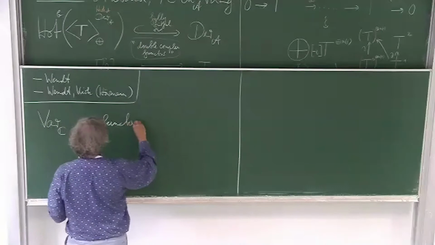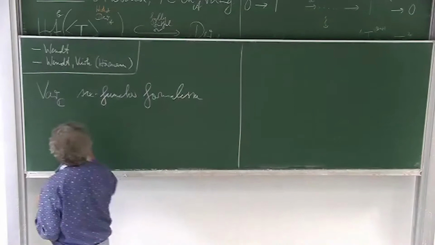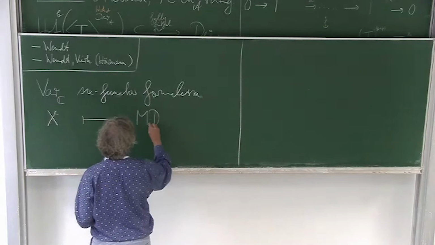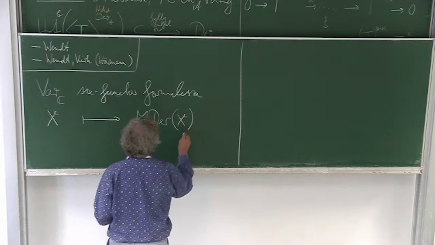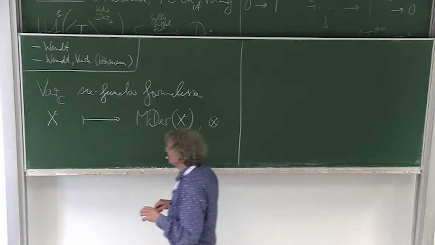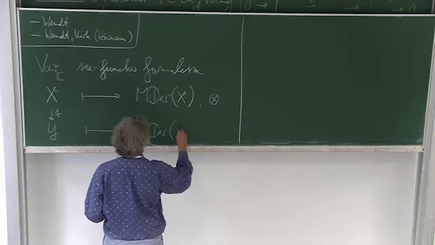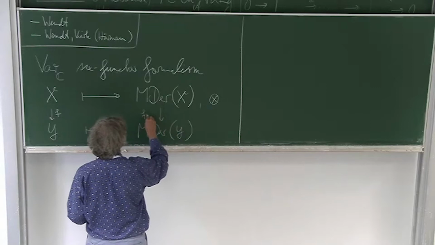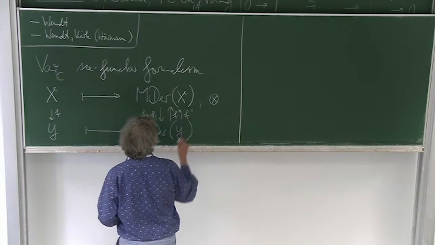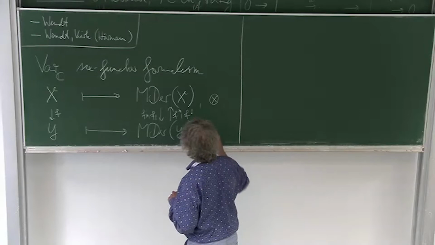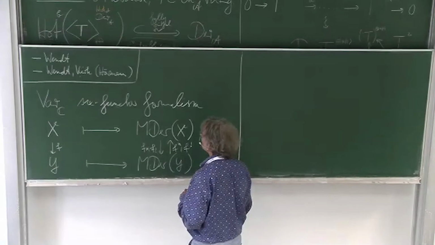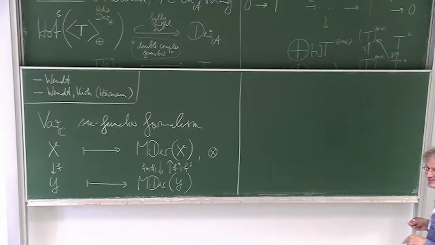To each complex variety X we associate some triangulated category, a sort of motivic derived category. If we have a map, then we have this play of six functors, two going down and two going up. I spent quite some time recently trying to understand how all these functors precisely play together, and I think I understood. But this is not for today.